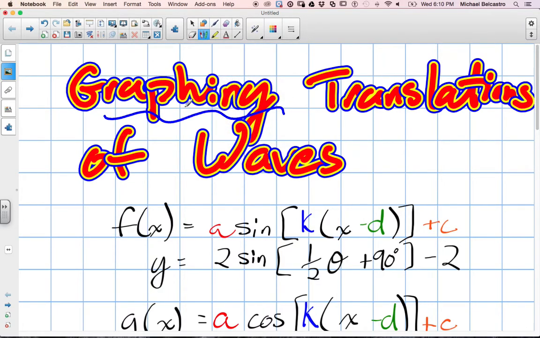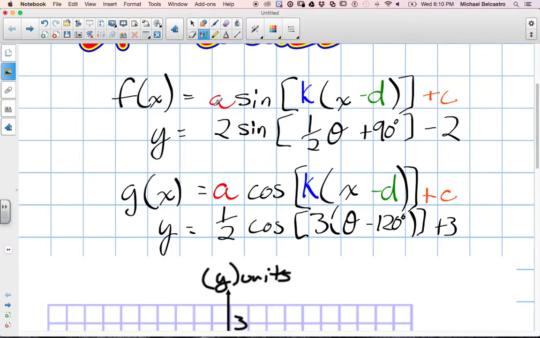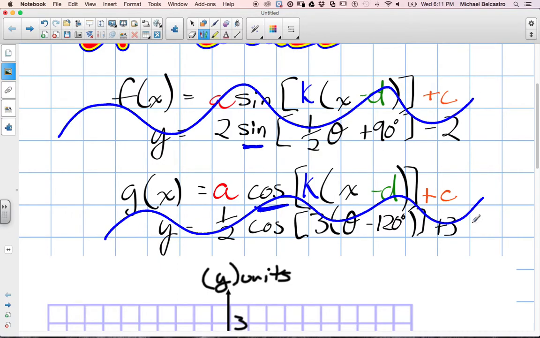We're going to look specifically at graphing a translation of a wave. These two functions here, sine and cos, are wave functions. They essentially create this effect. They both are very similar on the graph. The only major difference is where they start on a graph, right?